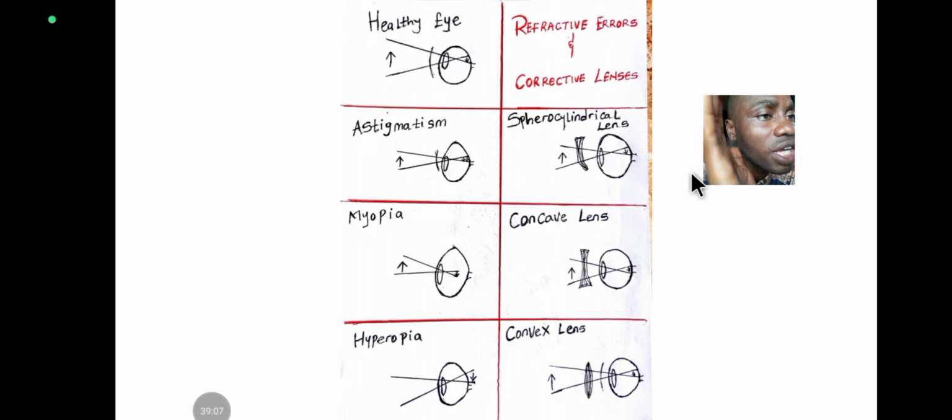Now we are looking at a diagrammatic representation of correction of defects in the eye. Okay, this one is the normal healthy eye, but let's just look at the refractive error correction. We already talked about this before. You correct astigmatism with a spherocylindrical lens. I told you before that it is a cylindrical lens you use to correct it. They usually add more than one lens. Okay, you correct myopia with what? A concave lens. Okay, that's a diverging lens. Then you correct hyperopia or hypermetropia with what? A convex lens. Okay, this one is short-sightedness, this one is long-sightedness.